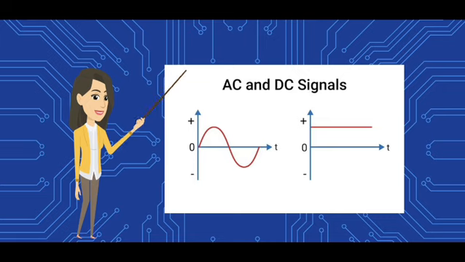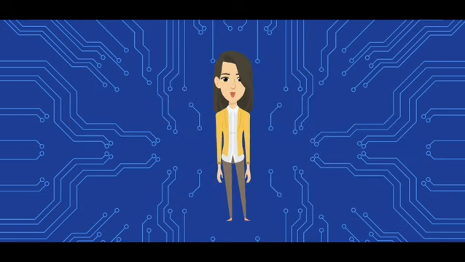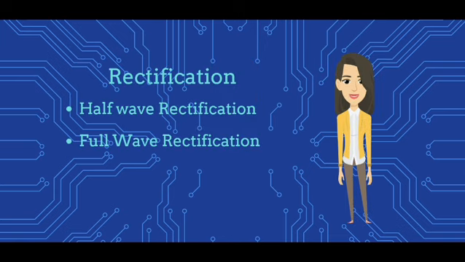Now let us look at AC. AC stands for alternating current. In AC, the voltage continuously changes with time. Because the voltage varies with time, AC can be considered a signal. However, most modern electronic devices such as computers, mobile phones, and digital circuits require DC voltage to operate. So we convert AC into DC. The process of converting AC into DC is called rectification.